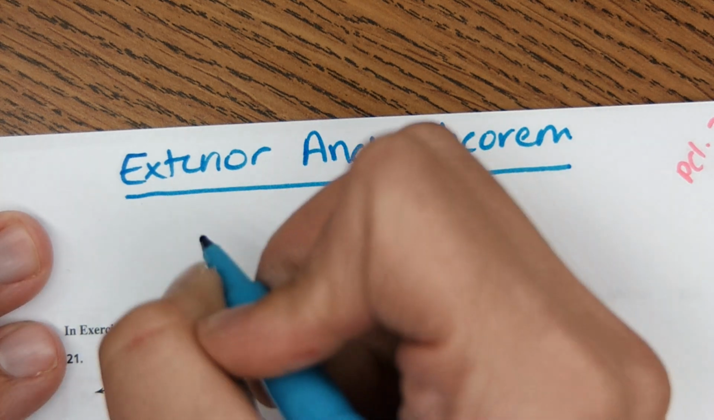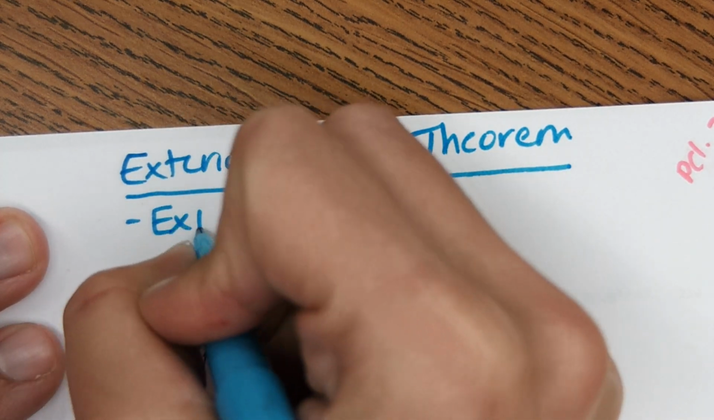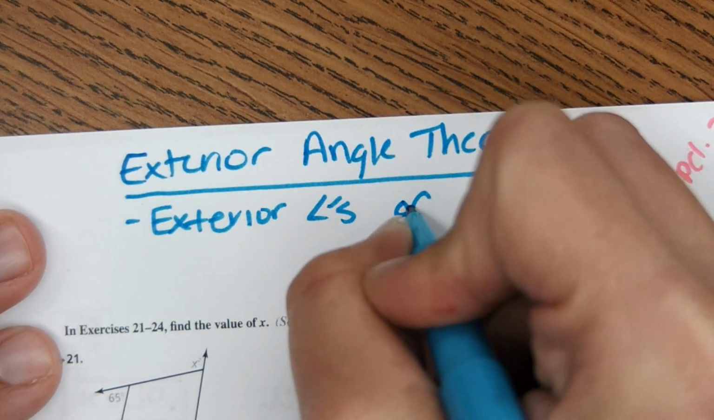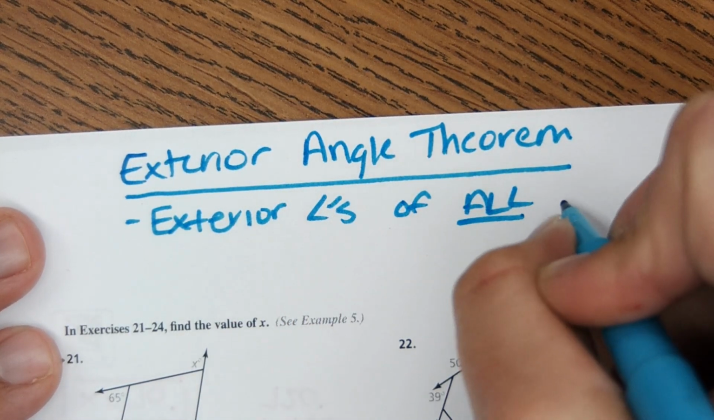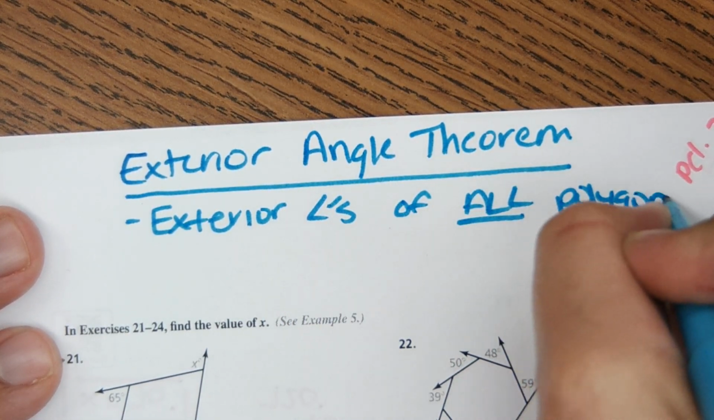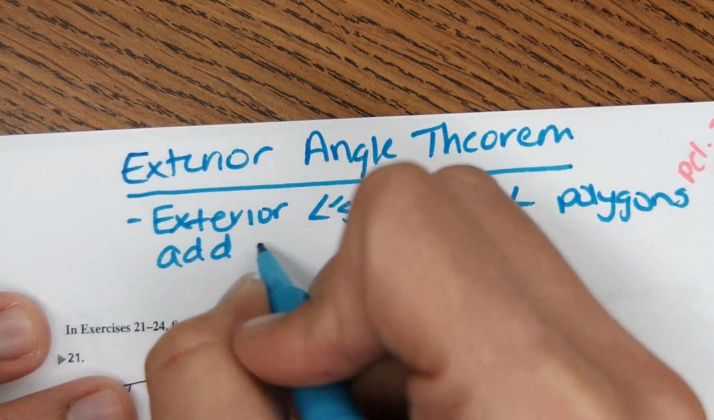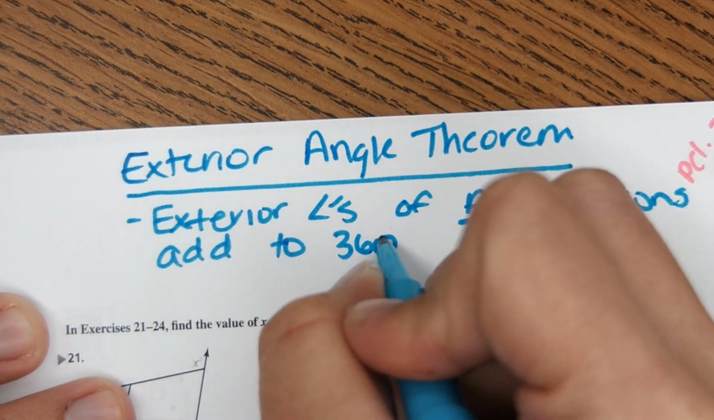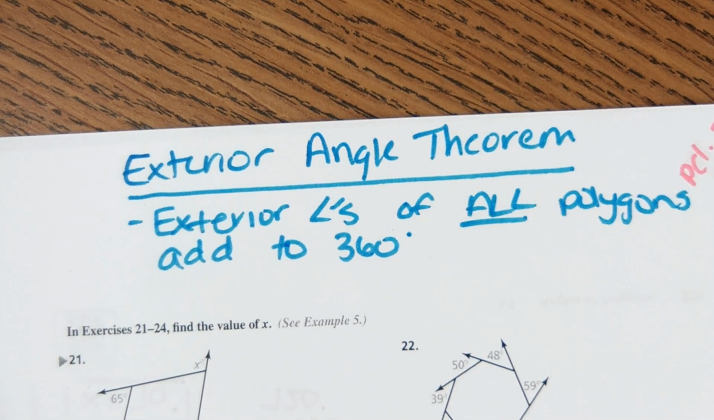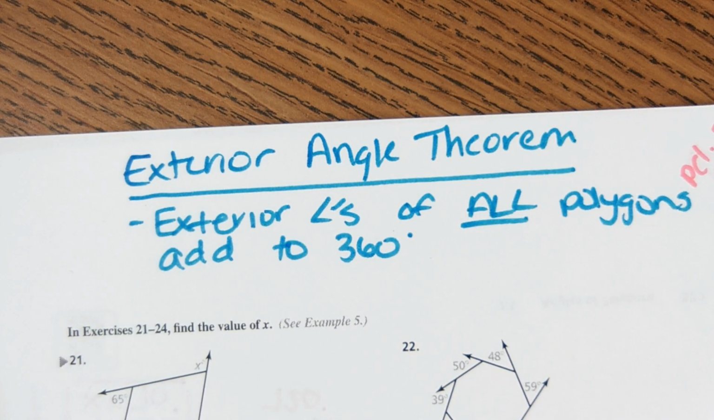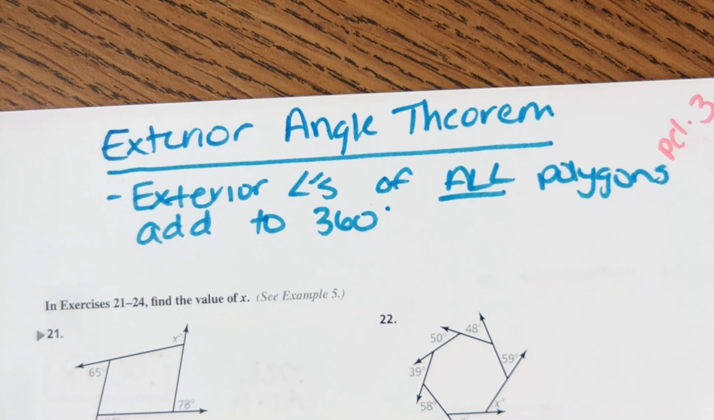The exterior angle theorem says that the exterior angles of all convex polygons add to 360 degrees. So you don't have to calculate a different number for different shapes, because for all convex polygons, the exterior angles add to 360.